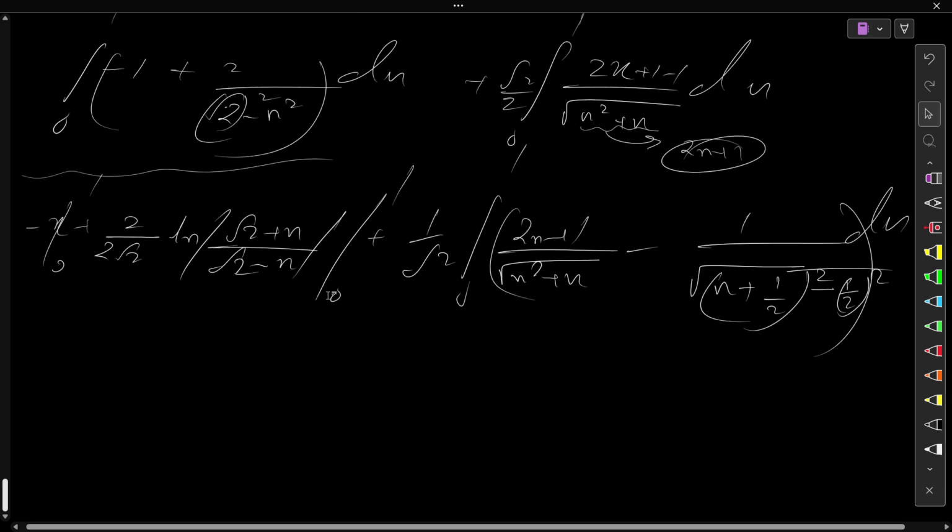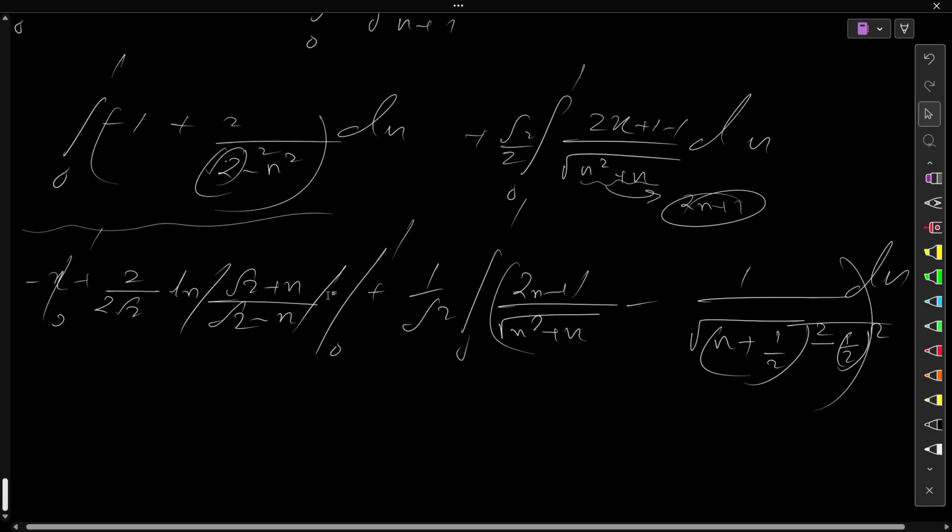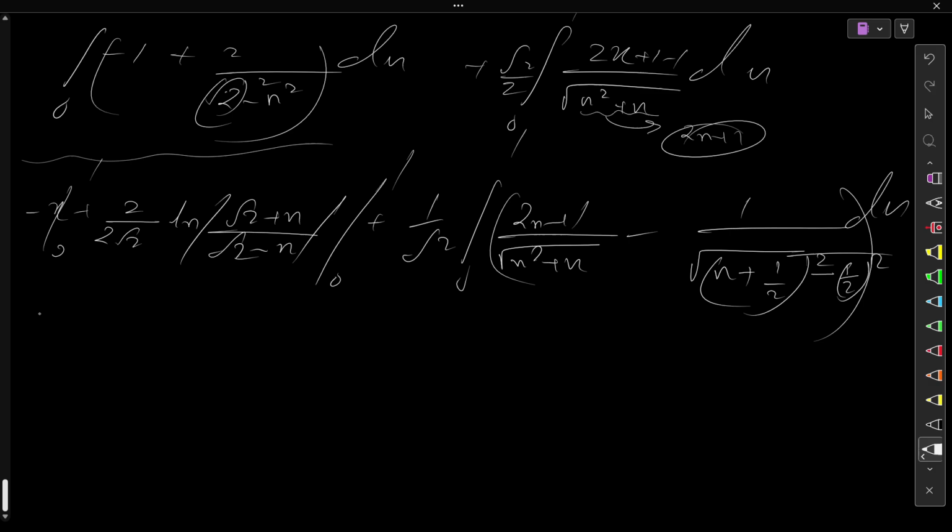Let me check that I am going correct. Yes, I'm going right. So minus 1 plus 2, and the 2 and 2 cancel. 1 by root 2 ln mod of root 2 plus 1 over root 2 minus 1, and the lower limit gives 0. This will be ln mod of root 2 over root 2, that is ln mod of 1, and that is equivalent to 0.